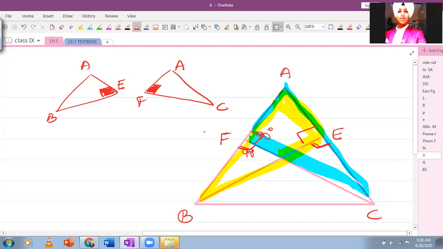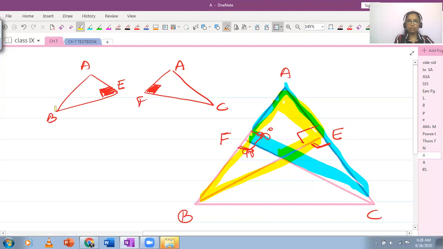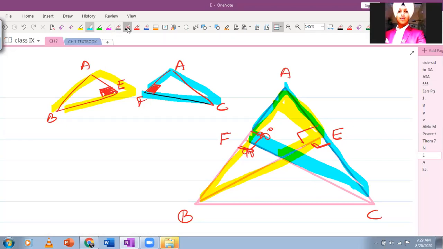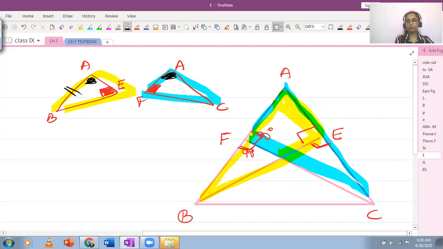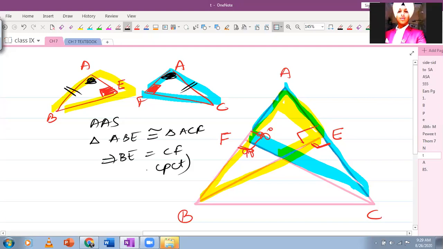So now just look at the triangles that I have shown. This is the one I have shown in yellow, and this is the one I have tried to show in blue. So can you prove the congruence? Angle A is common. AB is equal to AC, given. So this is AAS. AAS will prove the congruence of these two triangles. Triangle ABE will be congruent to triangle ACF. And from here you can write down that BE equals CF by CPCT.